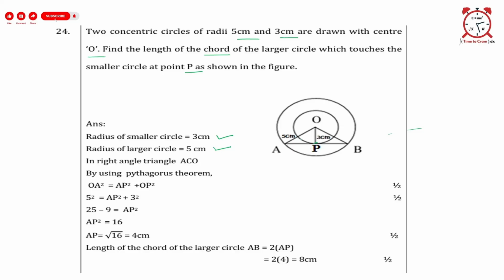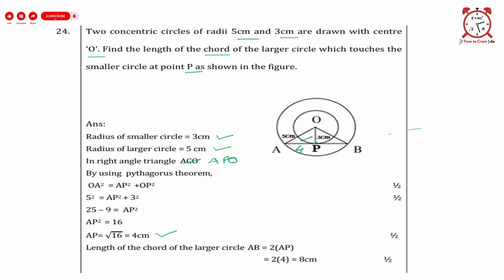We will consider this triangle. So this triangle is APO. By mistake I said ACO. So in right triangle APO, let us consider right triangle APO, and we will use the Pythagoras theorem for this. So after using the Pythagoras theorem, we will get the value of AP equal to 4 cm here.